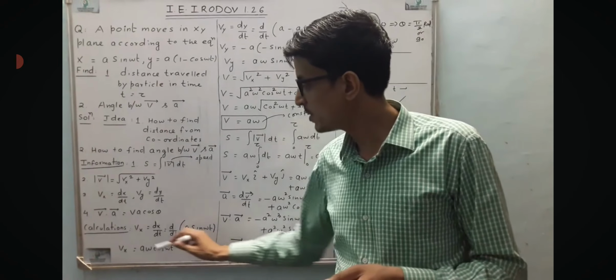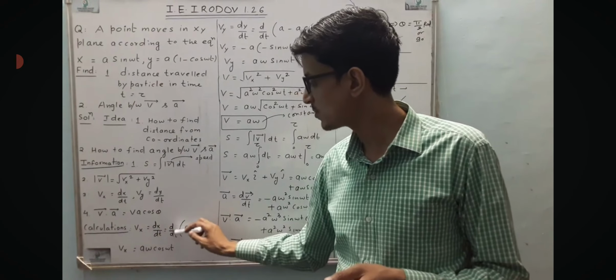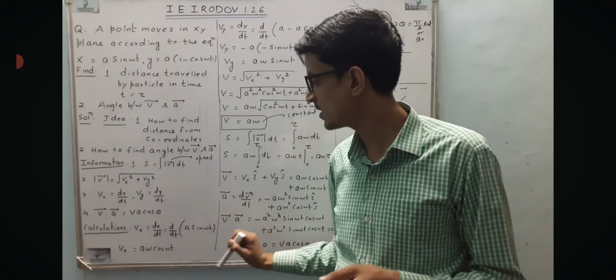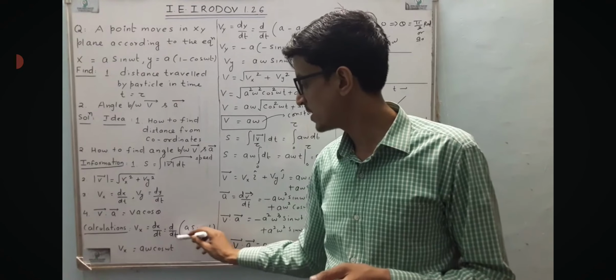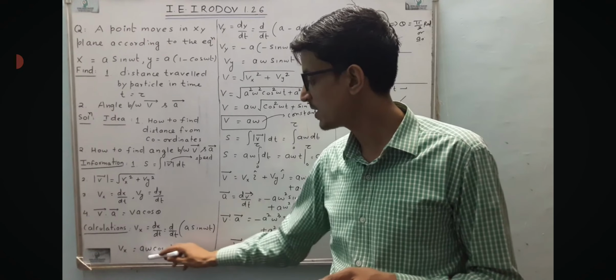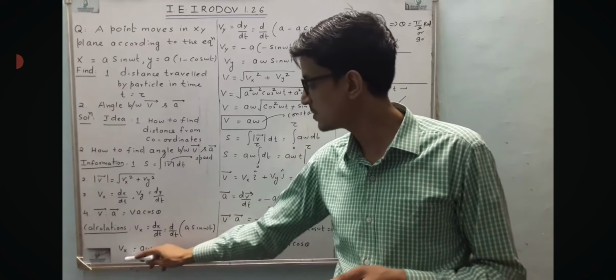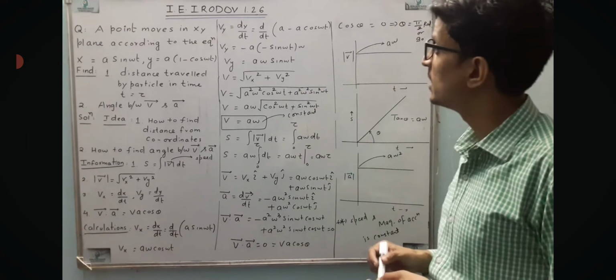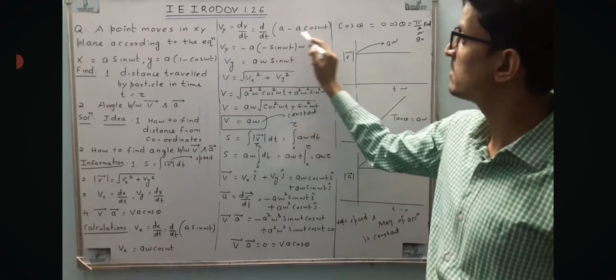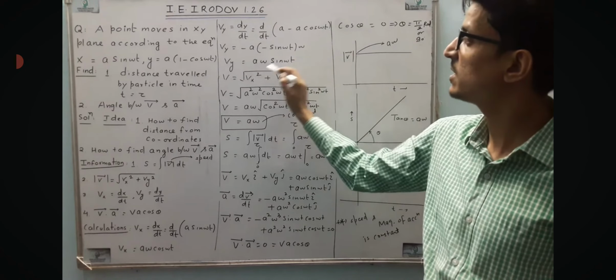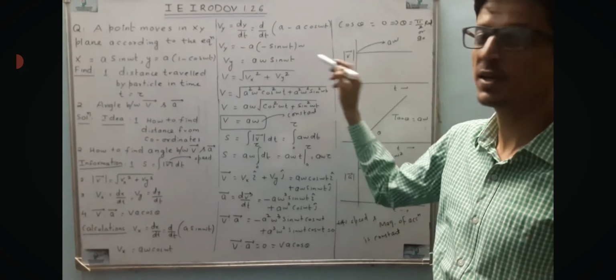We know that Vx is dx by dt. So d by dt of x, which is a sin omega t. So a you can take outside, and differentiation of sin omega t is omega cos omega t. So Vx is a omega cos omega t. Similarly, Vy is dy by dt. This is differentiation, and after completing the process, Vy comes out to be a omega sin omega t.